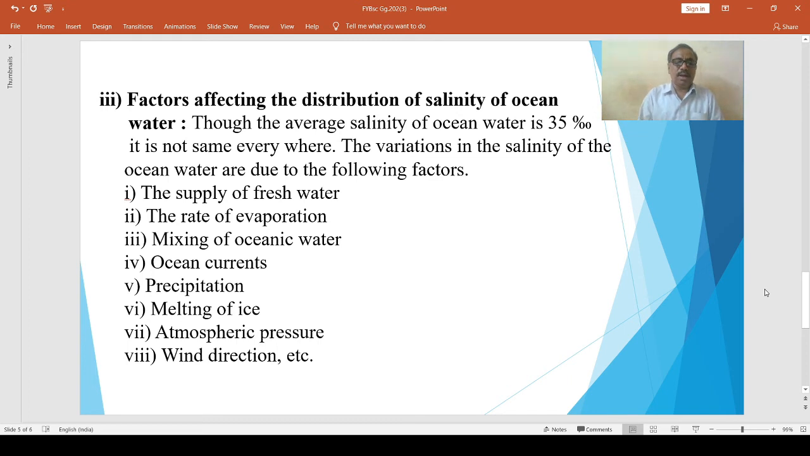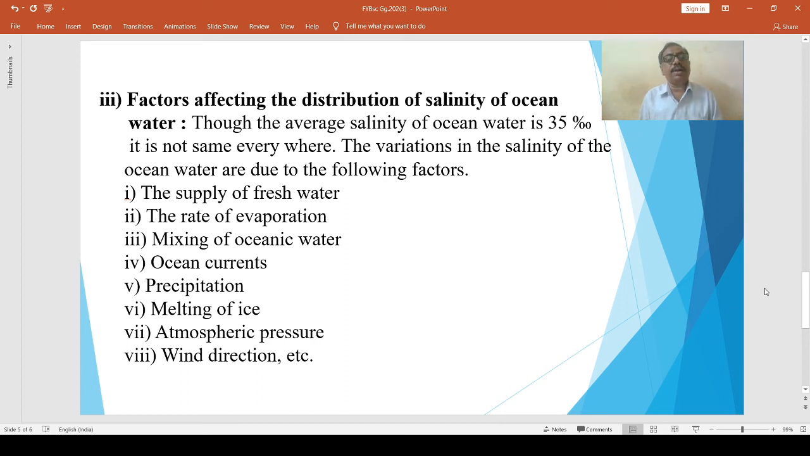That is about 36.5 per thousand. It means more than the average salinity of ocean water. Due to entry of warm equatorial water in the Gulf of Mexico, its salinity is high, while the salinity is reduced near the northeastern coast of North America due to the cool Labrador ocean current.